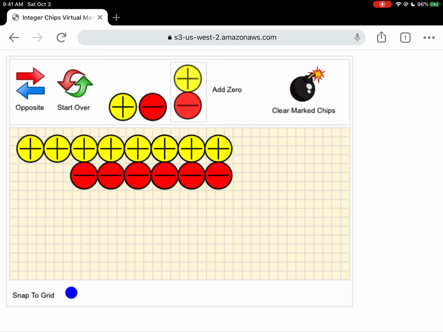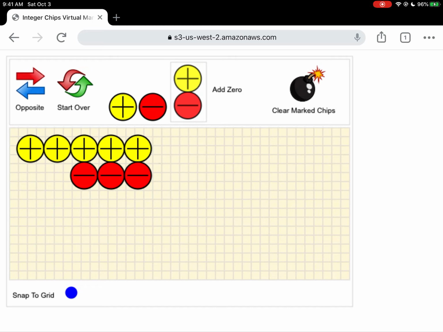And so let me delete some of these pairings. I want to just keep as many pairings on the table as I need in order to see 5 plus signs. Okay, so I'm going to stop right there. Here's my representation of 2.